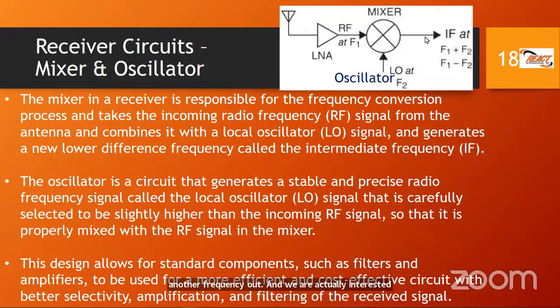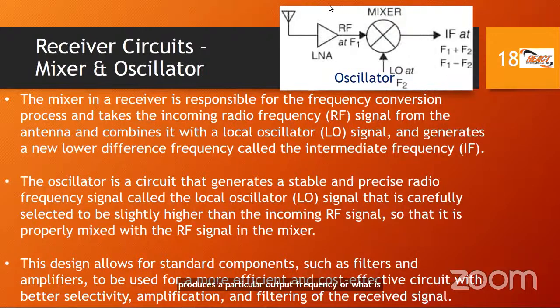And that is actually called the intermediate frequency stage, or the IF. The oscillator is a little circuit. It's a highly stable circuit that generates a precise frequency. And that frequency is selected specifically so that when it mixes with the incoming frequency that we want to listen to, it produces a particular output frequency, or what is called the IF stage.